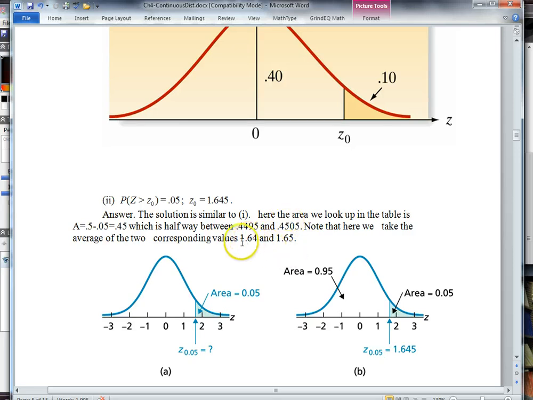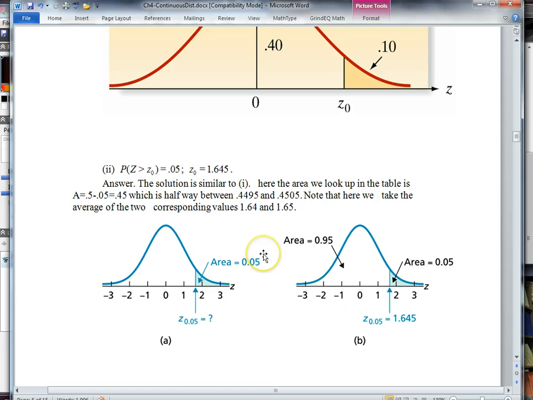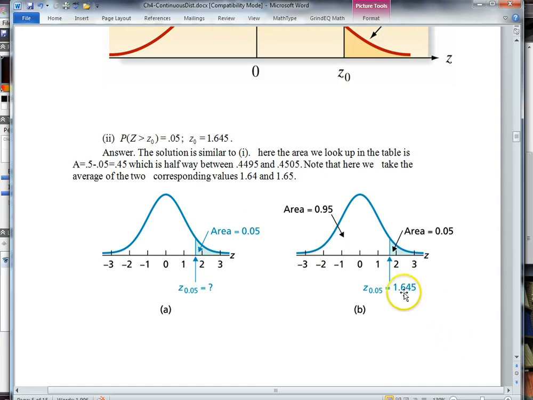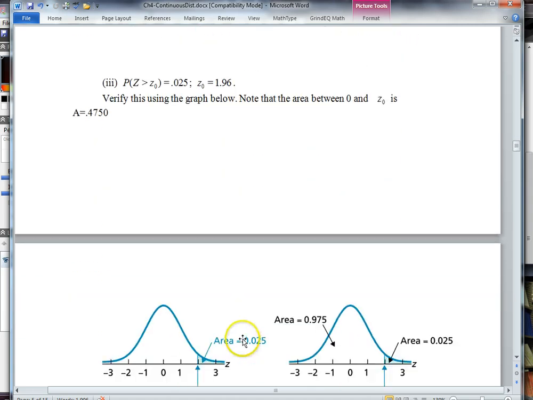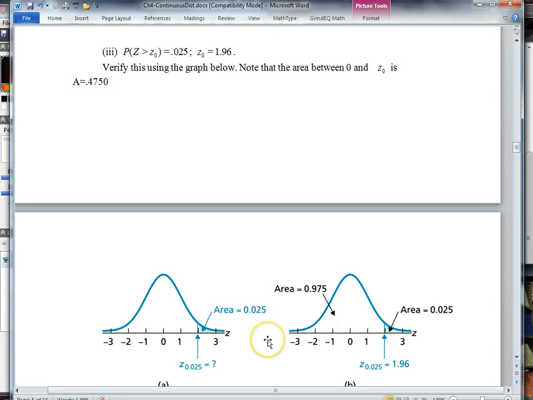So some people say, well, that should be 1.64, others say it should be 1.65, and other people just say, let's take the middle one, which is 1.645. So either one is fine, but the most commonly used value is this, 1.645, averaging these two values. Because if you have 2.5% of the probability in the upper tail, the corresponding z0 would be 1.96. This is again another popular value that's used, and use the same idea.